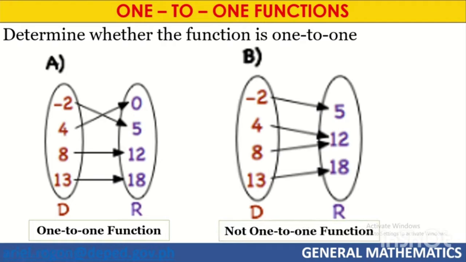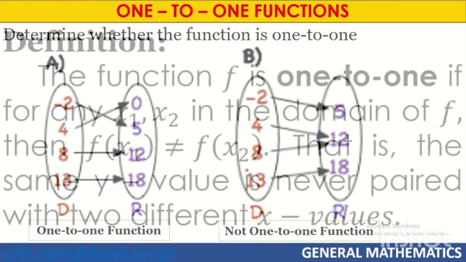So next is letter B. So given domain is -2, 4, 8, and 13. And then range is 5, 12, and 18. So this example is not one-to-one function. Bakit? Kasi yung domain niya, which is 4 and 8, so iisa lang yung range nila, which is 12. So letter B is an example of a not one-to-one function.